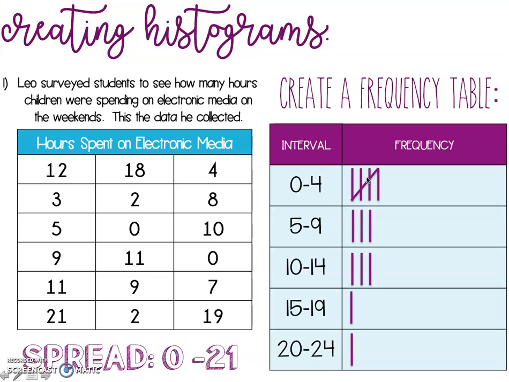Then we have 8, and that falls into our 5 to 9. Our 10 falls into our 10 to 14. Then we have a 0, so since I have a bundle of 5, I'm going to come over here and put a 1.